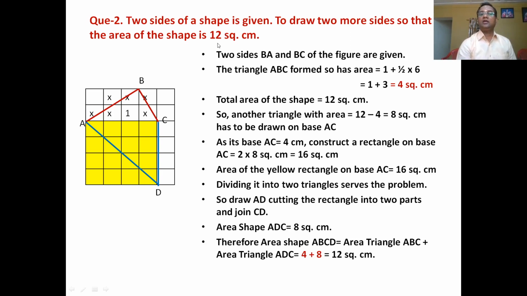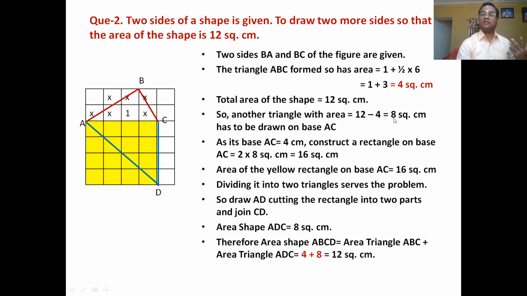As the total area of the shape required is 12 square centimeters, I subtract this 4 from 12, so that you have to draw another triangle on base AC whose area is 8 square centimeters.